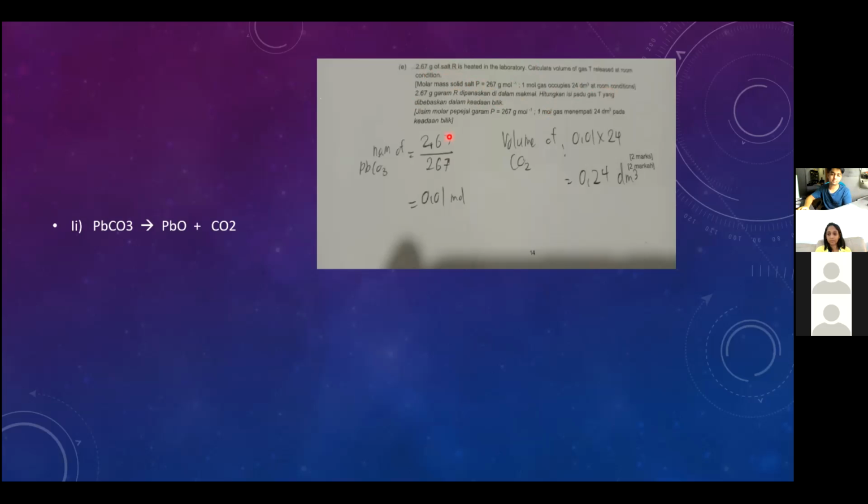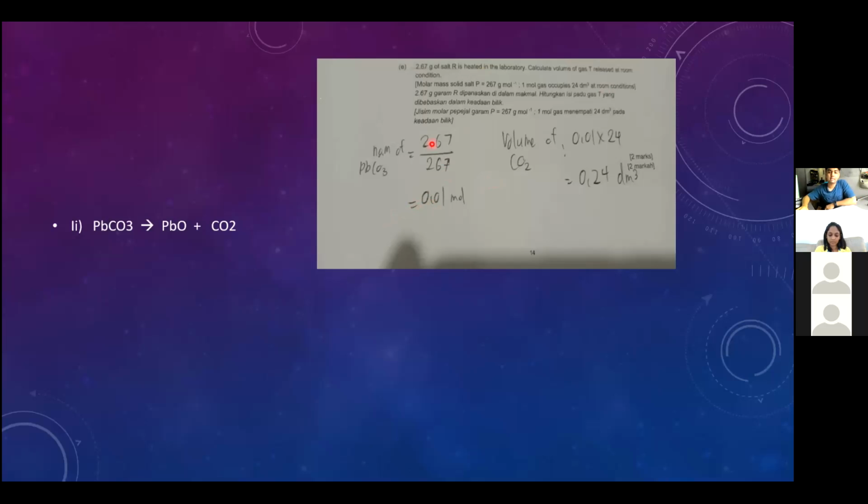So first, we have to find out the number of moles of lead carbonate. As they mentioned, they've already given us the mass of solid R, so 2.67 grams over 267, so it goes to 0.01 mole. And then we must relate. Make sure you guys relate, because that's the most important part. In this picture, I forgot to relate.